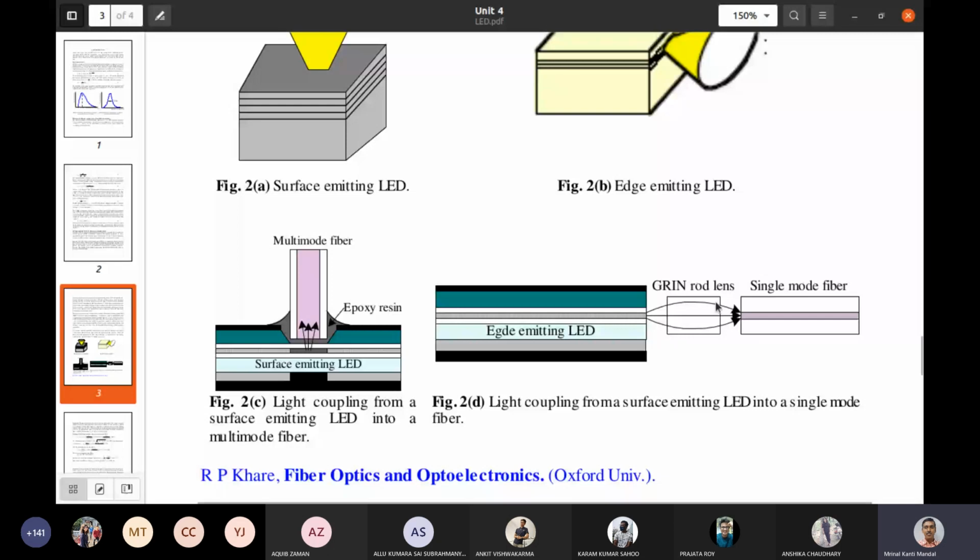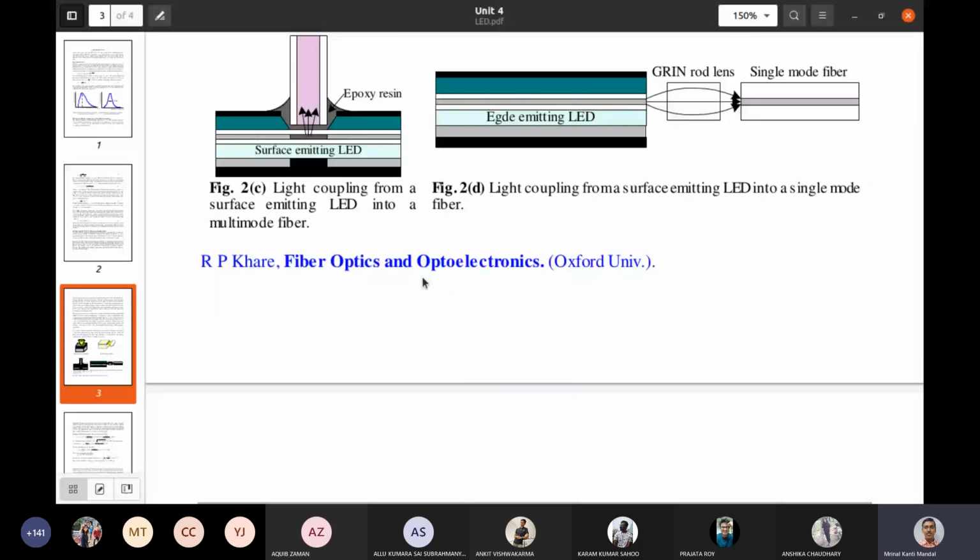It can be used for these communication purposes. Now, the detailed structural description of the surface emitting LED and edge emitting LED that I have mentioned is in these references: Fiber Optics and Optoelectronics, Oxford University Press, by R.P. Khare. You can follow these books to read this. Okay, and now we come to the problem.